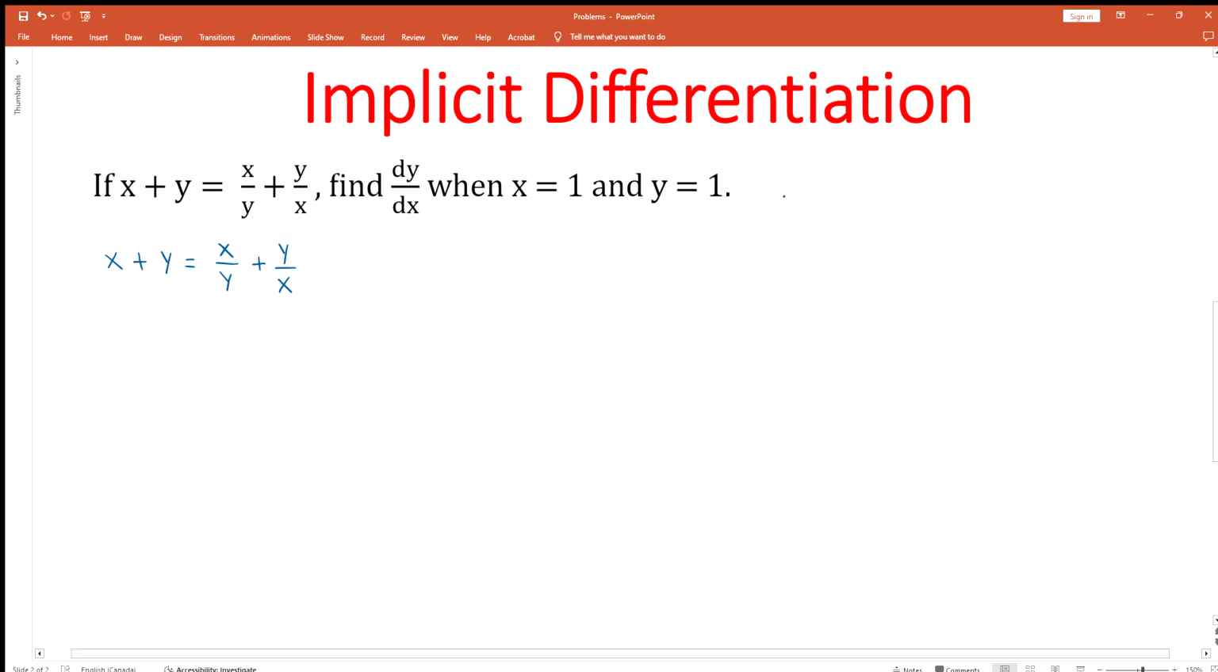We can do that by multiplying each term in this equation by the common denominator for the fractions. The denominators of the fractions are y and x. The common denominator for these two fractions is x times y, or xy. So we should multiply each term in this equation by xy.